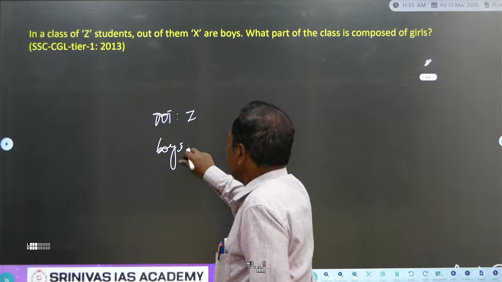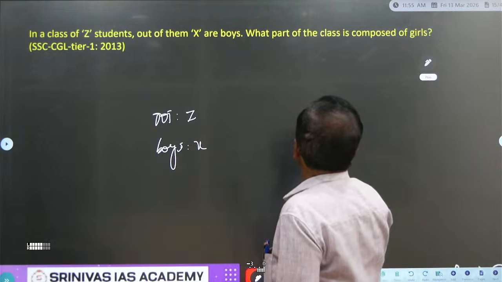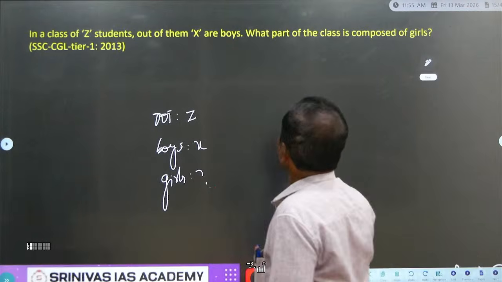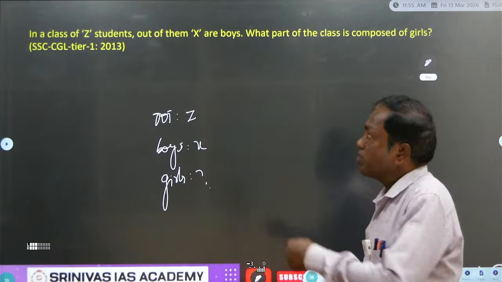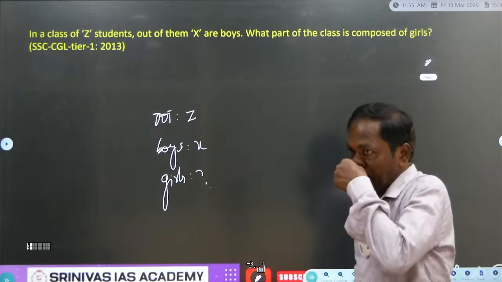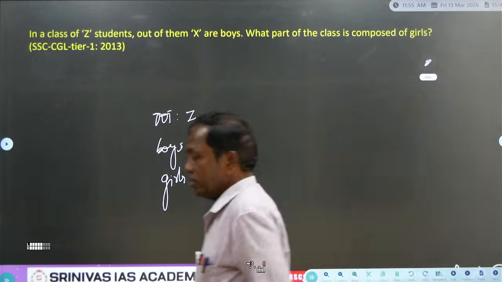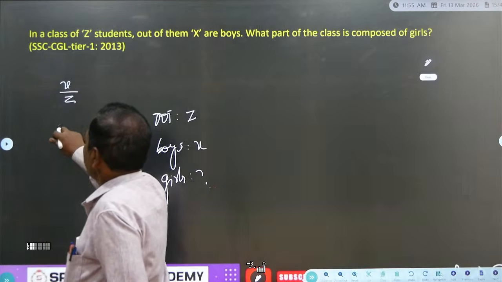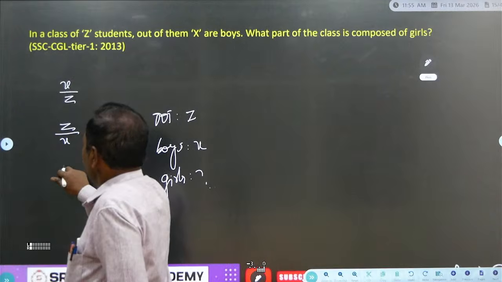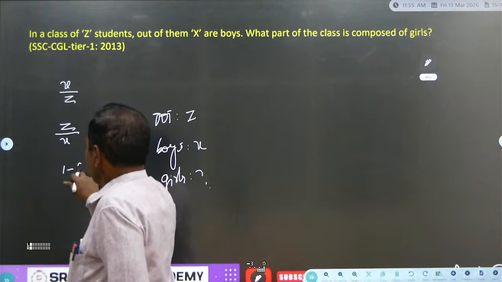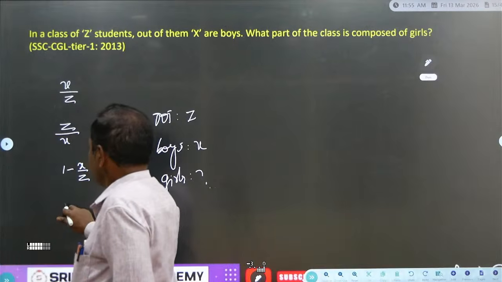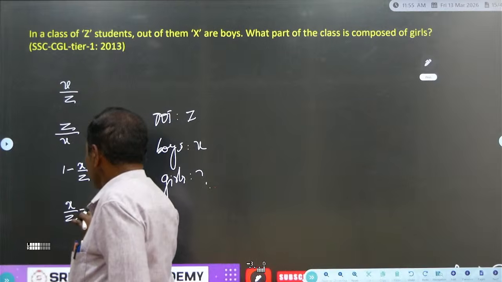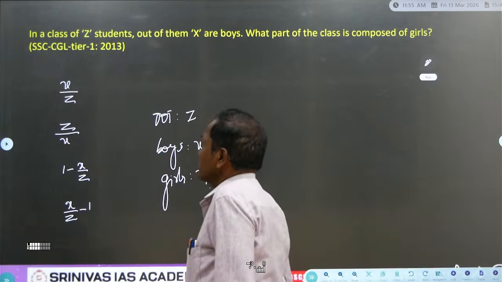Boys are x. What part of the class is composed of girls? But the fractions are given, no? The fractions are not typed here. What are the options given? x by z, z by x, 1 minus x by z, x by z minus 1. Right, okay, these are the options.